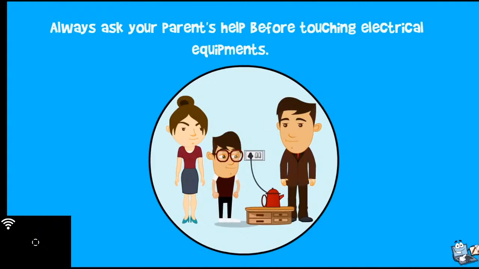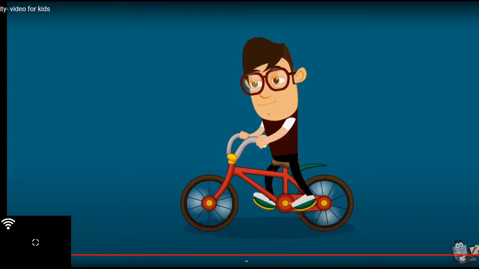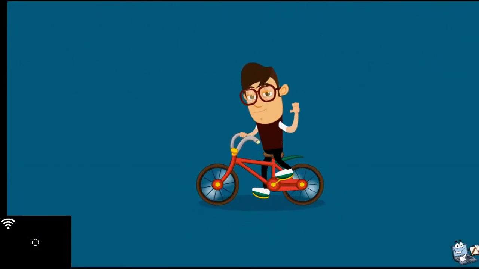Always ask your parents' help before touching electrical equipment. I hope now you know much about electricity. Be careful while using electricity and be kind to one another.